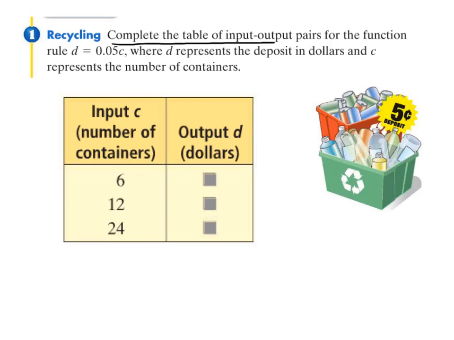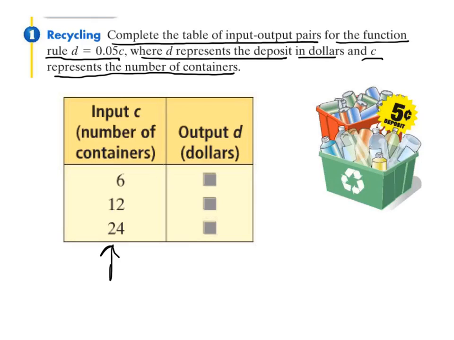Complete the table of input-output pairs for the function rule D is equal to 0.05 C, where D represents the deposit in dollars and C represents the number of containers. So this is the function rule: D is equal to 0.05 C. D stands for deposit in dollars and C stands for the number of containers. So let's draw a table where we have over here the number of containers, and over here we have the output value D in dollars.